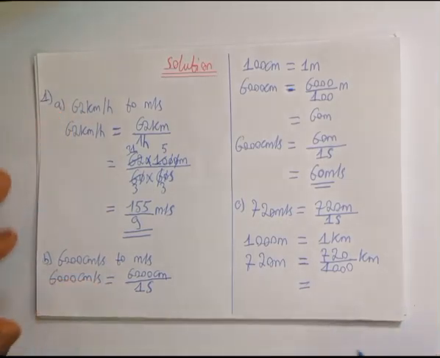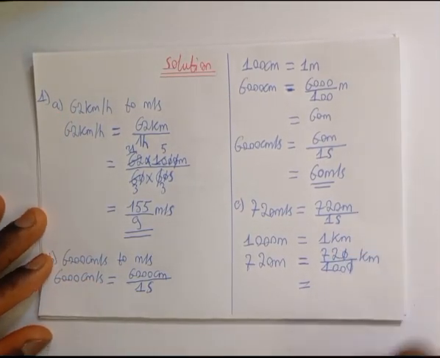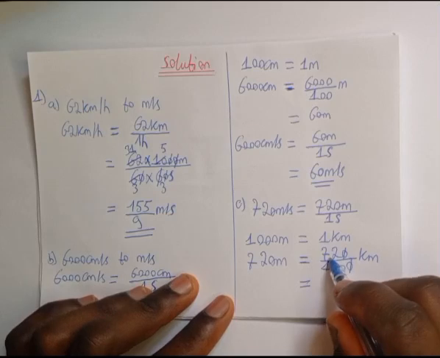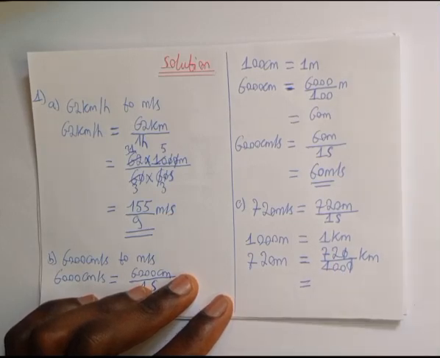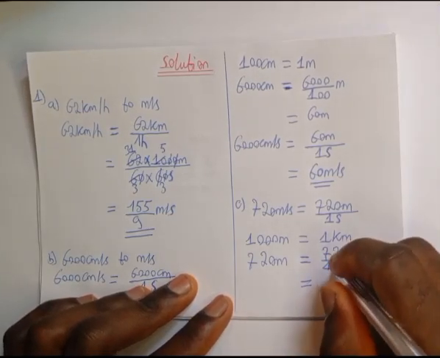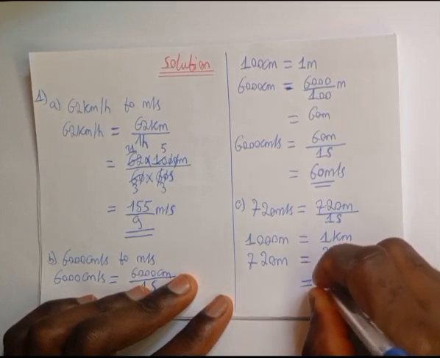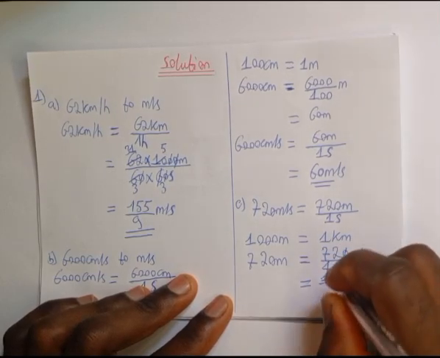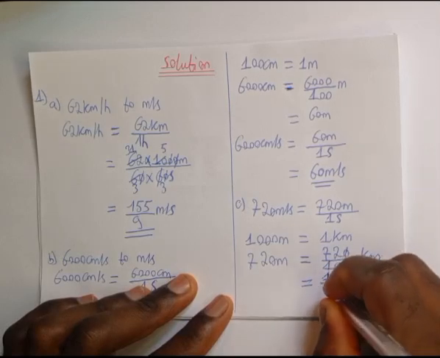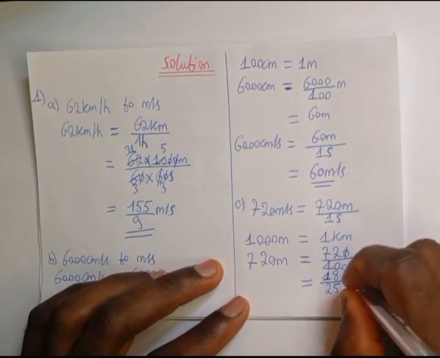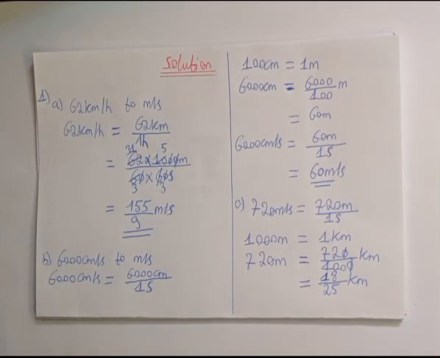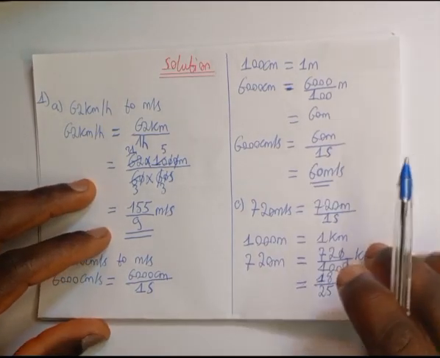This will simply be equal to, these zeros will strike off. The highest common factor of 72 and 100 is 4. 72 divided by 4 gives us 18, all over 100 divided by 4 gives us 25. This will be equal to 18 all over 25 kilometers. Next, we have to convert 1 second to hours. Let's do the conversion.